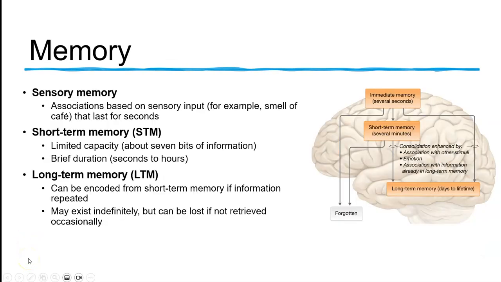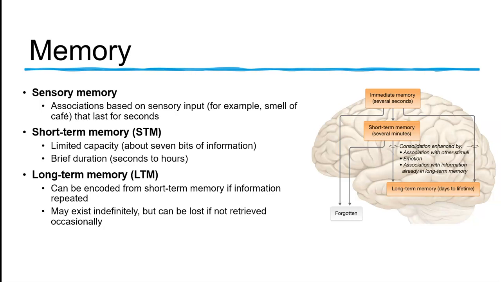All right, let's continue on this topic and look at memory. So we classify memory in various ways. For example, sensory memory occurs when we form associations based on sensory input from the environment, like the sounds when you enter a cafeteria, the smell of the food, the bright lights in the room, how the tables are arranged. So sensory memory tends to last only for a few milliseconds to a second at most.